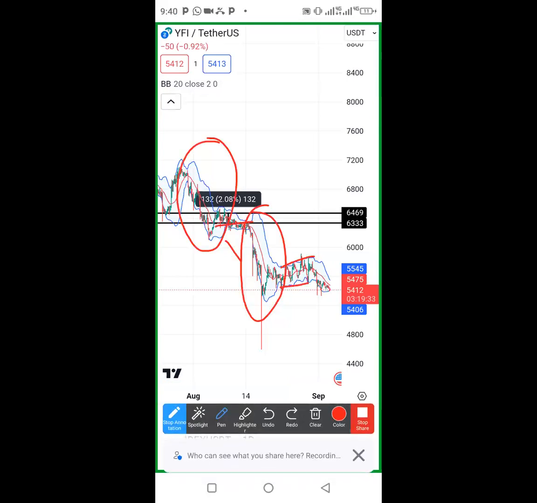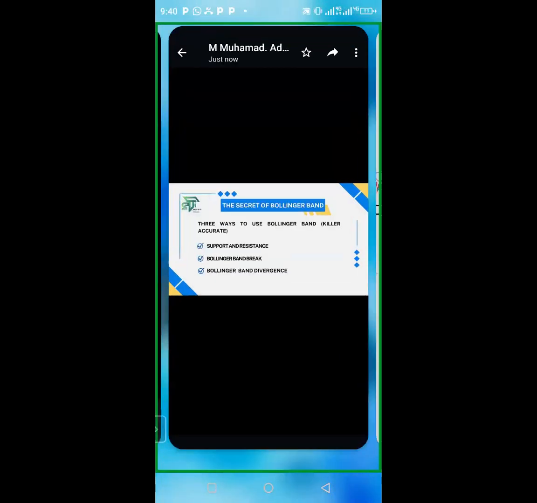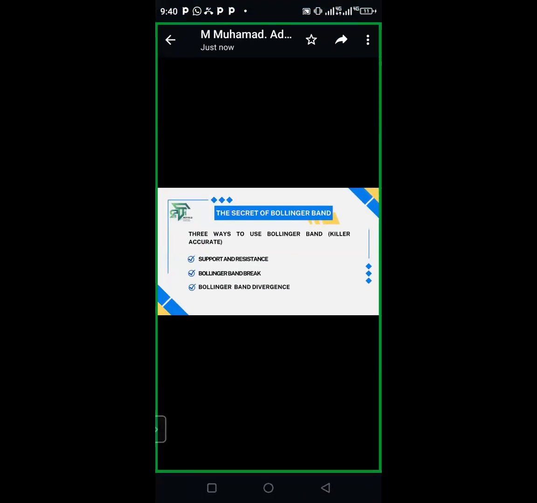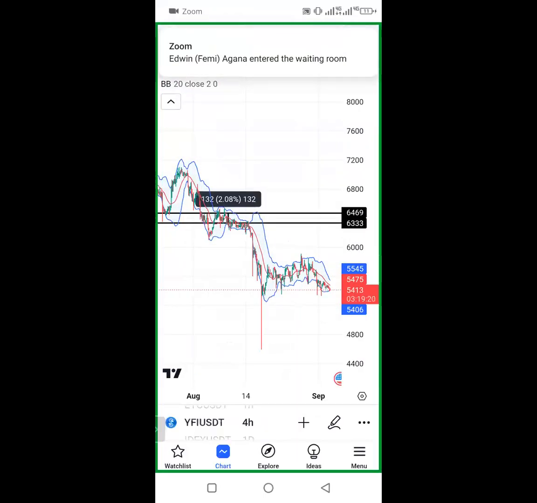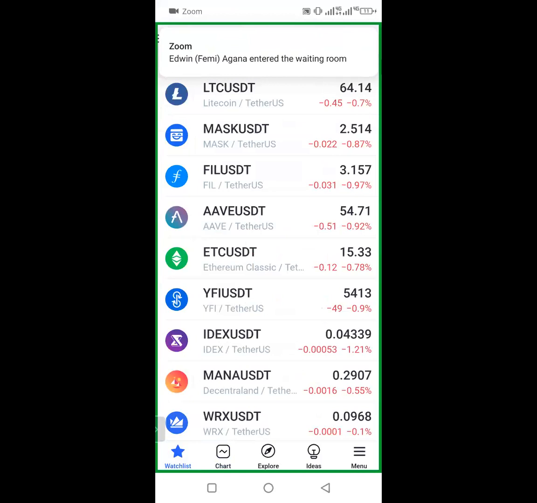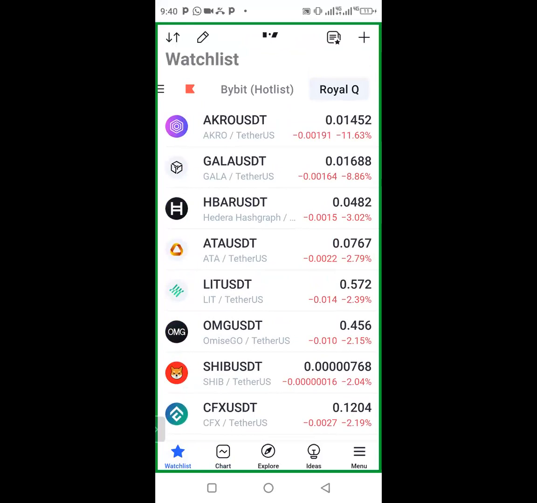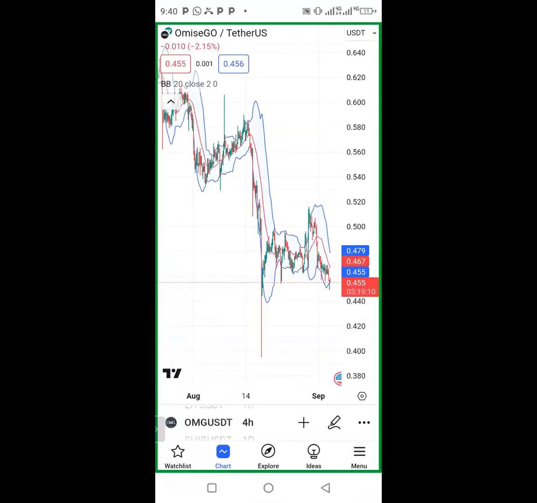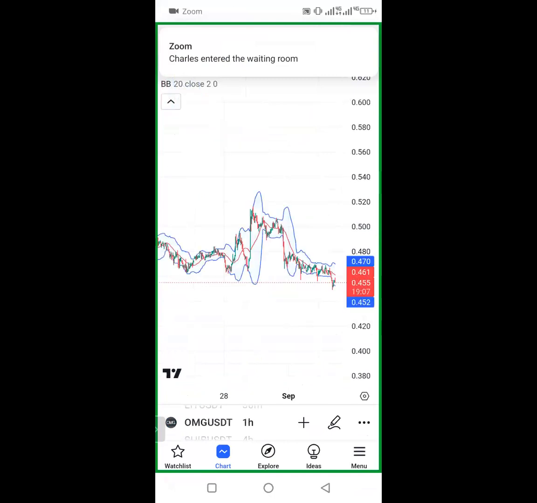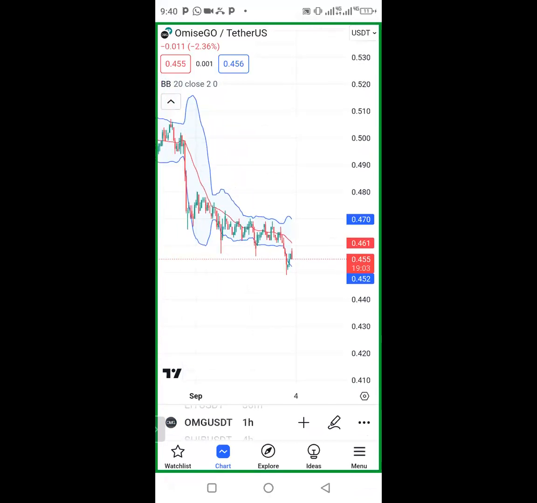The Bollinger Band break. Now, what does that mean? Let's go and show you. I think it's OMG 1 hour. OMG 1 hour. Now, what is the meaning of Bollinger Band break?